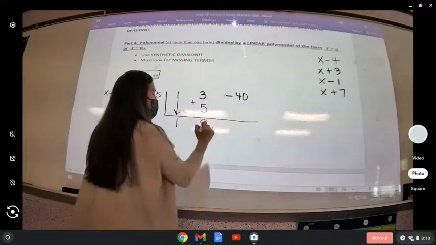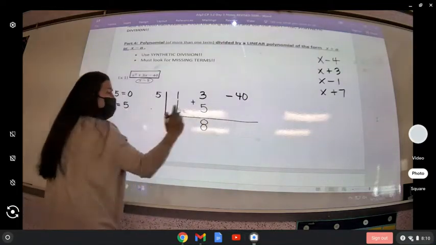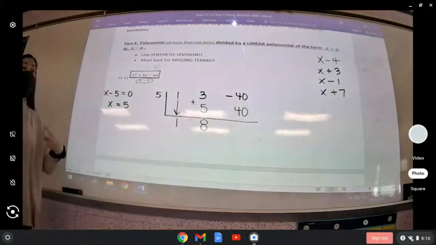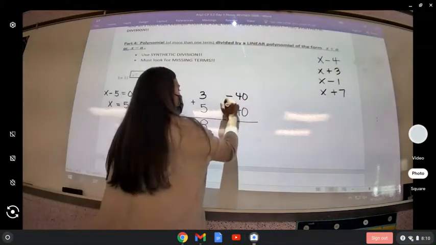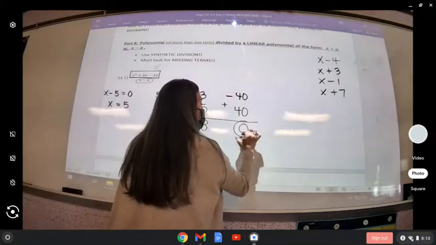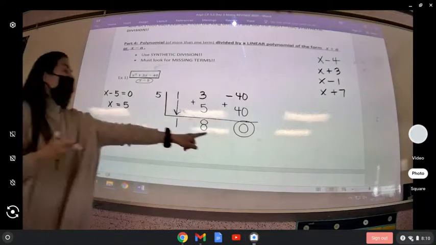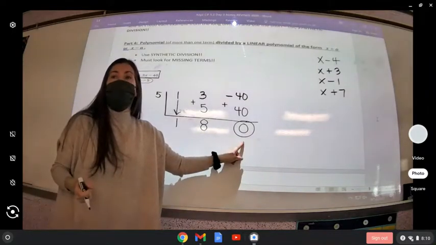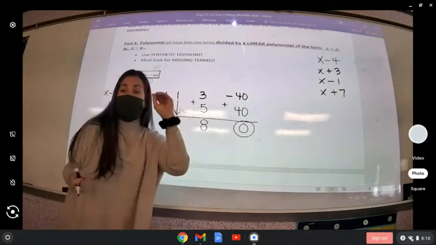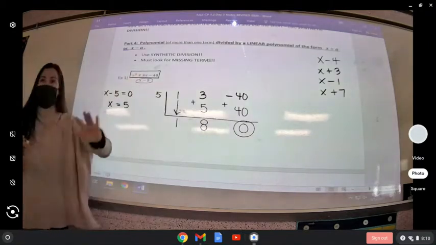8. Okay, now we go back to multiplying. 8 times 5 is 40. Write it under the next coefficient. Now we add. What's negative 40 plus 40? 0. And then always circle the last number. The last number always represents the remainder. So this means the remainder is 0, which is what we love. It means that this divided into that evenly.